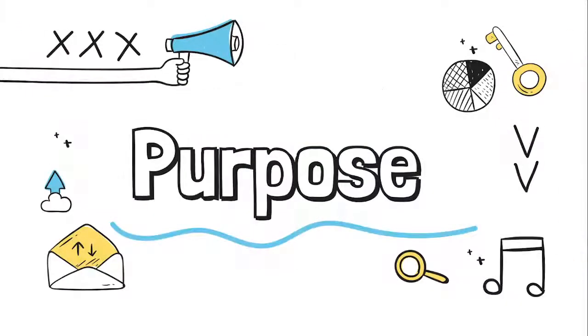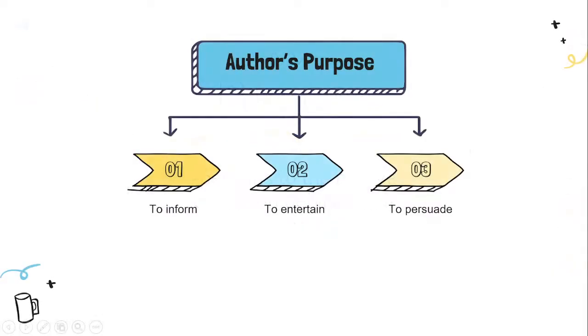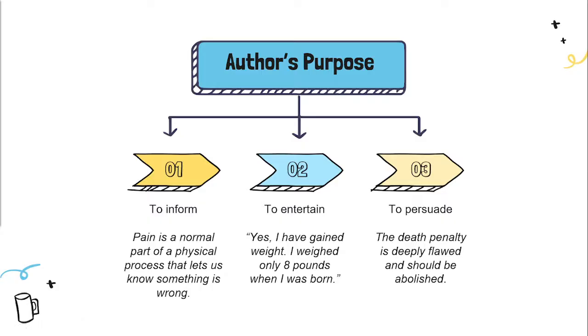Purpose pertains to the motive or reason behind each literary text. It can be further identified as to inform, entertain, or persuade. To inform, to give information about a subject. Authors with this purpose wish to provide facts that will explain or teach something to readers. Example: pain is a normal part of a physical process that lets us know something is wrong.